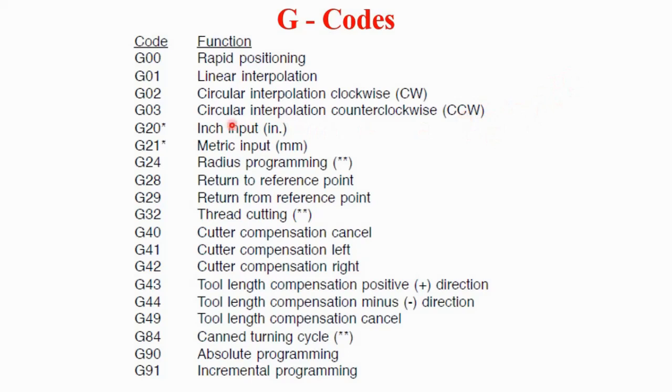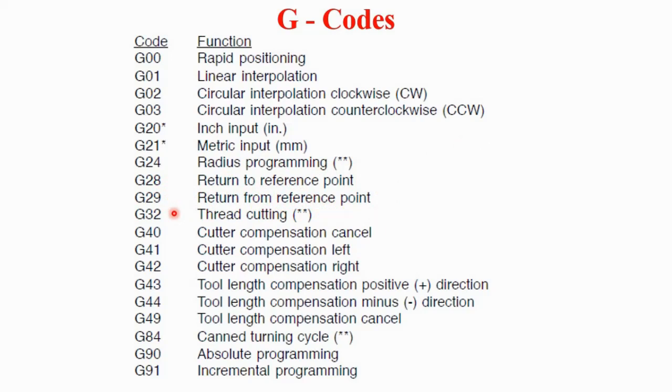Similarly, G20 is used for inch inputs. When we are providing input data to the CNC machine and the dimensions are in inches, then G20 is used. Similarly, G21 is used for the metric unit, that is when the dimensions are specified in mm. Then G24 is used for radius programming. G28 is used to return to the reference point, and G29 is used to return from the reference point.